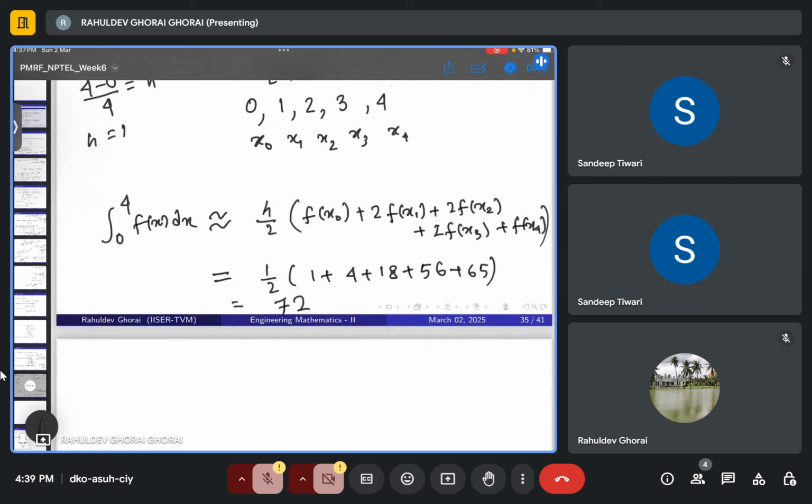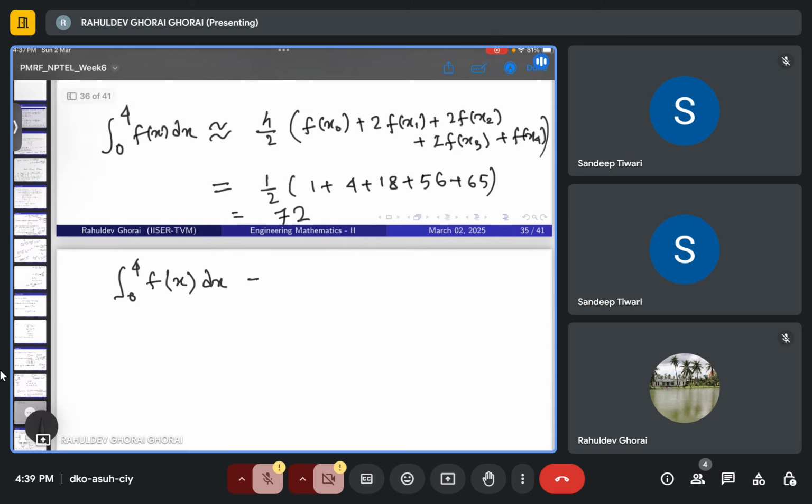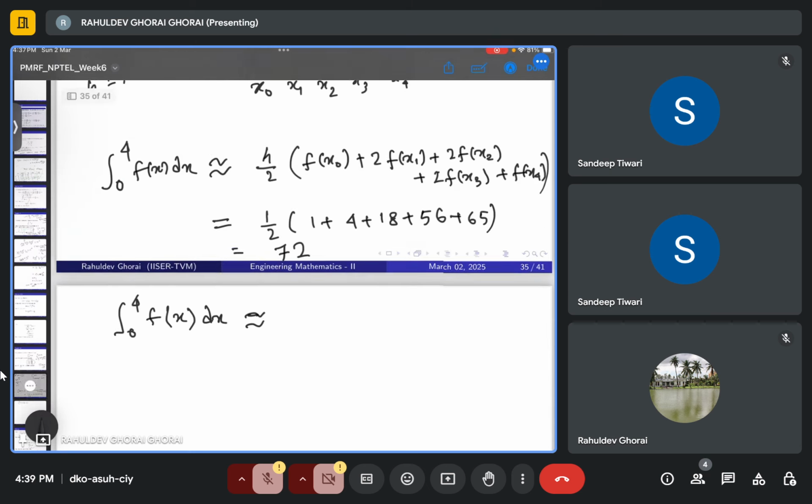Now let us also find, because we know the exact integral of f(x) dx, the function being x cube plus 1, which one is giving less error. What will it be using Simpson's rule? This is trapezoidal, and this is Simpson's 1/3.